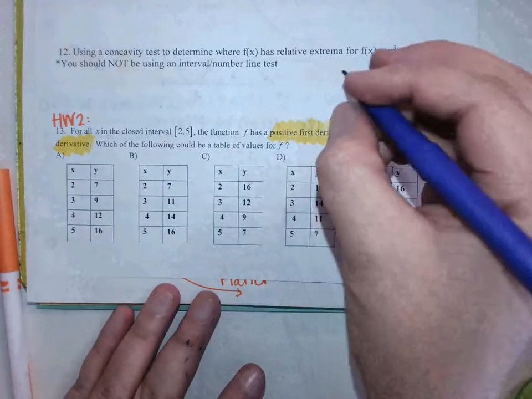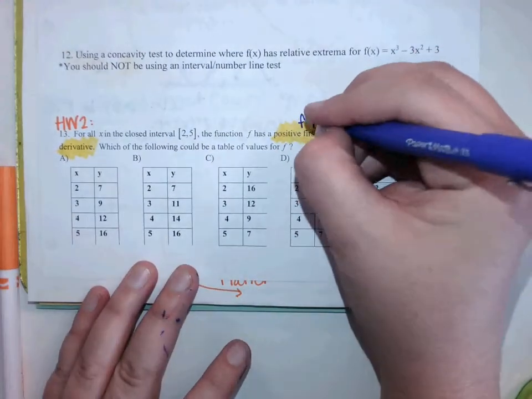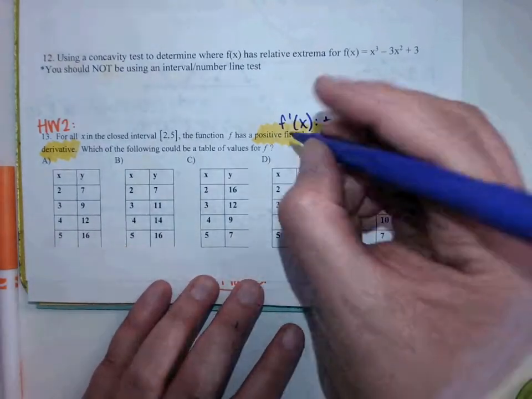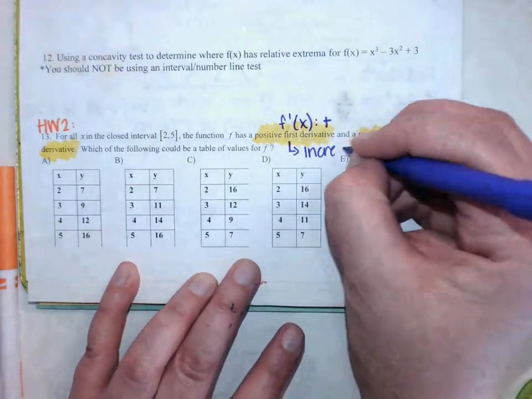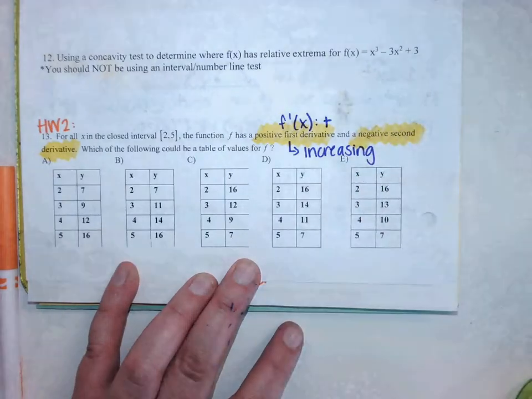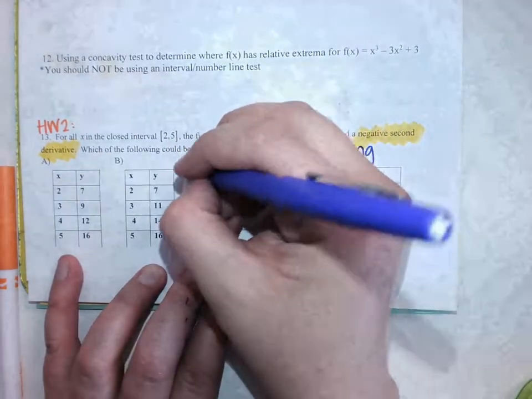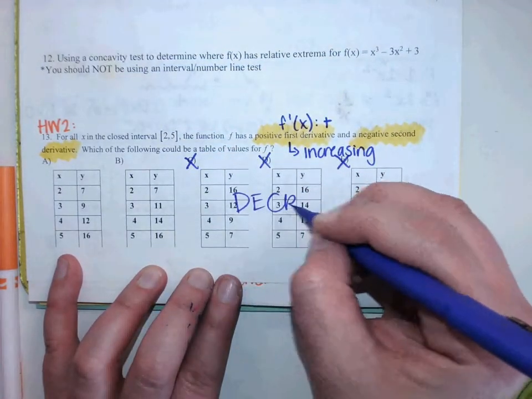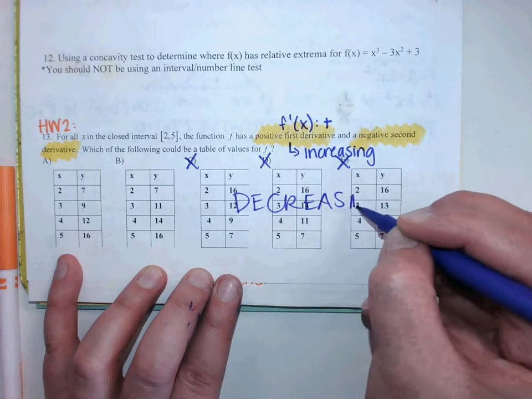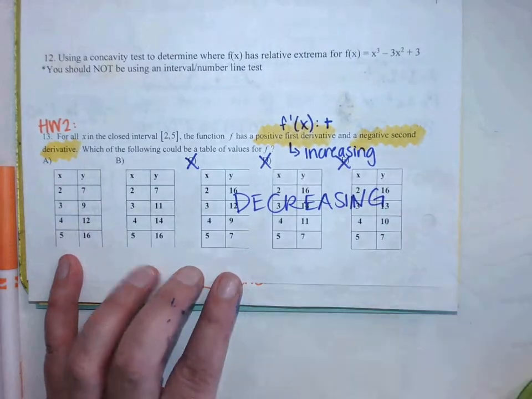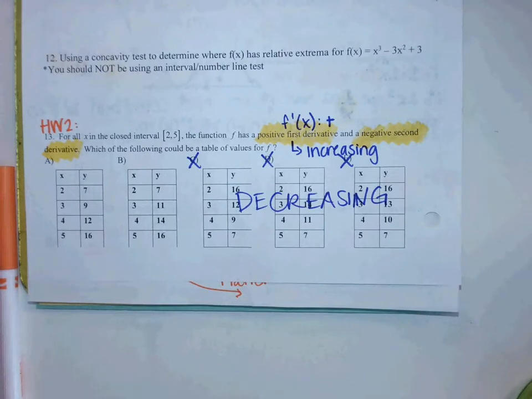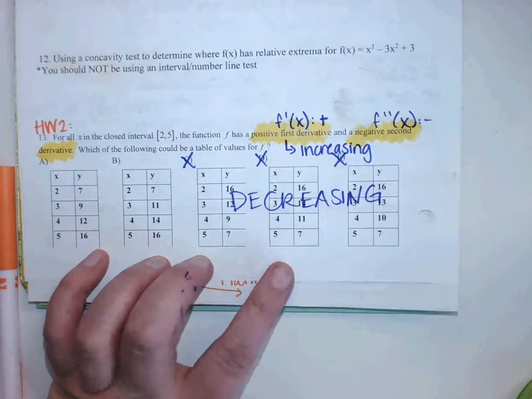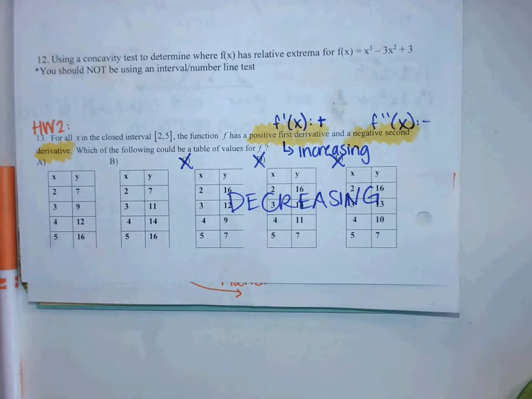Okay, I want a positive first derivative. F prime has to be positive. What does that tell me about F? Increasing or decreasing? Increasing. Which graphs can I eliminate because they are not increasing? C, D, E. They're all what? Okay, those are all decreasing. So I have 3 easy eliminates. Okay, out of the 2 that are left, I need my concavity to be negative. Should it be getting steeper or flatter if one is positive and the other is negative?